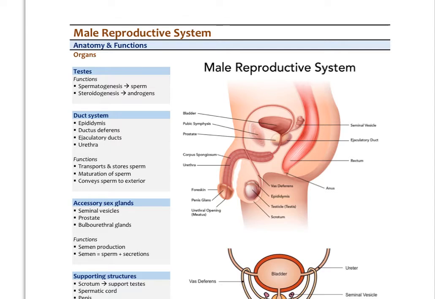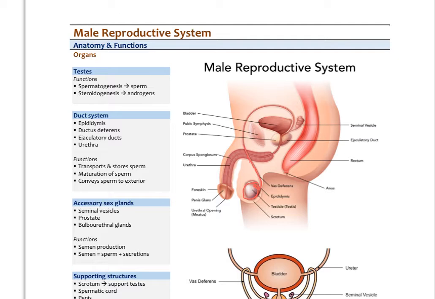And then there's a duct system where sperm is carried, and that includes the epididymis, the ductus deferens, also known as the vas deferens, the ejaculatory ducts, and the urethra. So if you look at the pathways, we start down here with, I'll draw it in red, the testes, and then all of the sperm will collect in the epididymis, and then from there pass into the vas deferens.